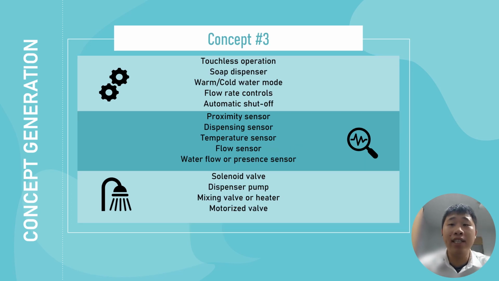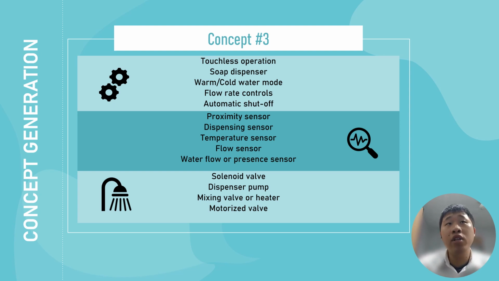Finally, we come to the last concept, which is concept number 3. First of all, it has touchless operation to ensure a more hygienic hand washing experience while minimizing the spread of germs, as described in concept number 1 and number 2. In addition to the touchless operation, the water tap also features a soap dispenser which can dispense the soap into the water automatically during the hand washing operation.